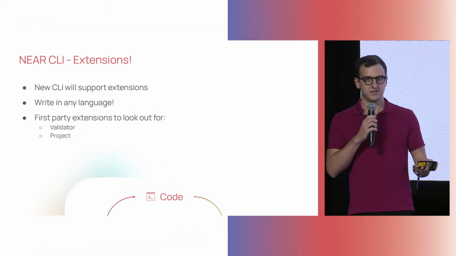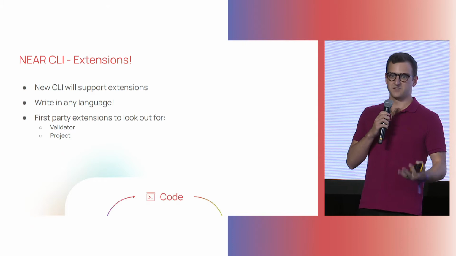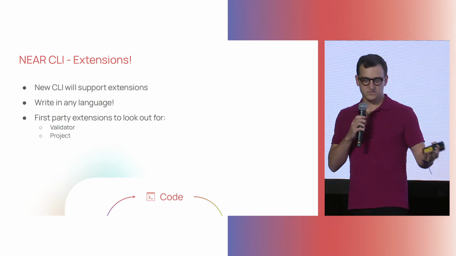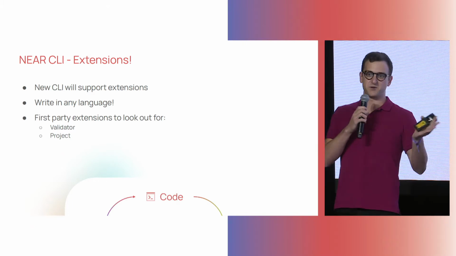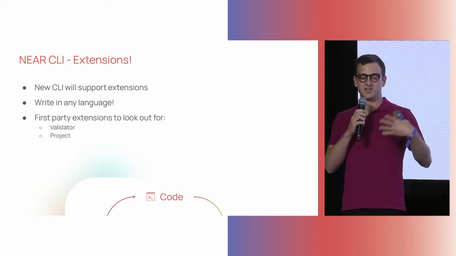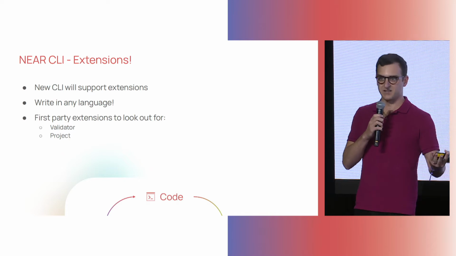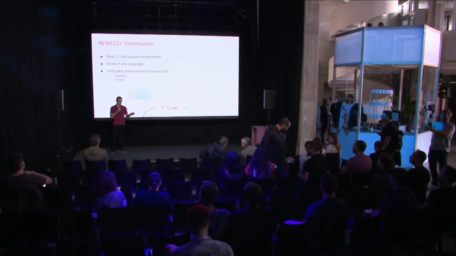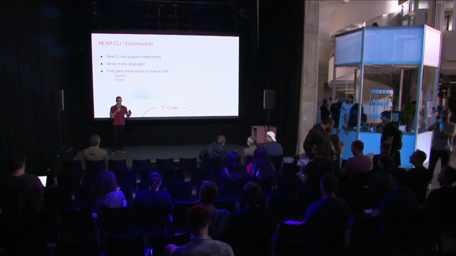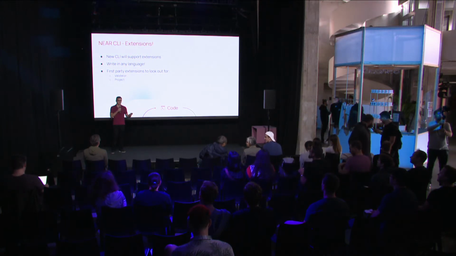The first one is a validator extension. So this is really nice if you're a validator. There's not going to be any interruption in the way you currently work. But if you are not, this will give you a bit of a lighter weight CLI since you won't be needing that functionality. And then secondly, there's going to be a project extension, which I'm going to talk about here in a second, but essentially allowing you to manage your local Near development environment in a bit of a better way than we currently handle it.